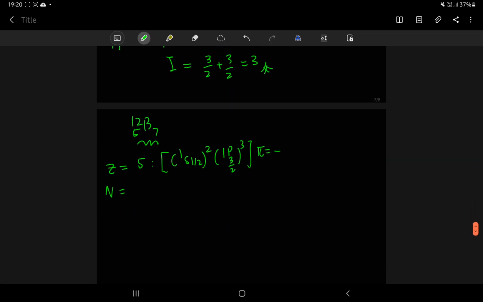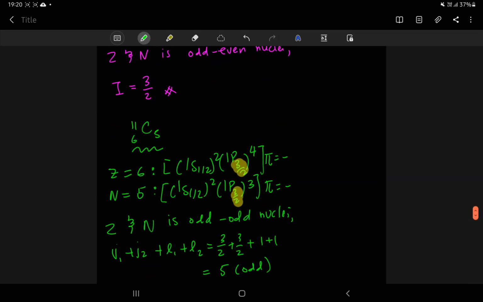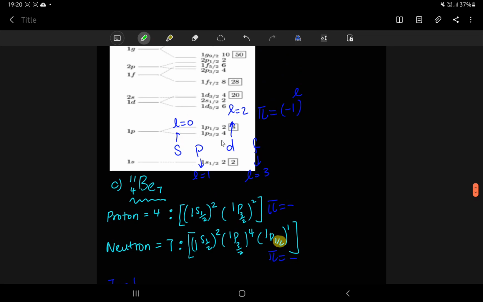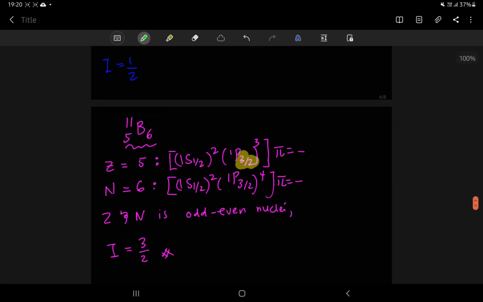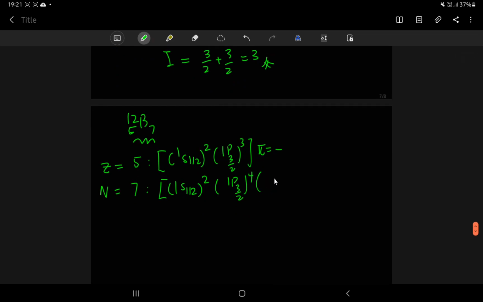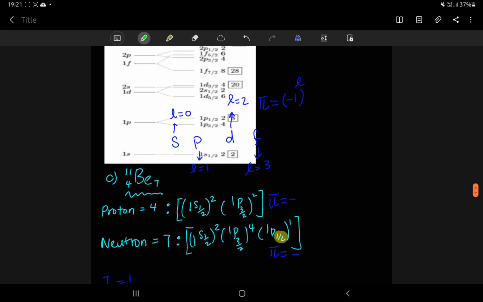Then moving on, the next question is boron 12. Continuing, the number of neutrons is 7. So 1S 1/2 with 2, 1P 3/2 with 4. We need one more, so the one more is 1P 1/2 with 1. So 4 plus 2 is 6, plus 1 is 7. So the parity pi is negative because it is the P subshell.